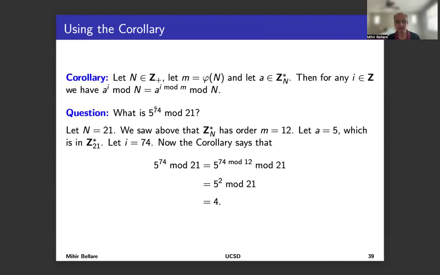So if I want to compute A to the I, this says that I need to take the exponent I modulo the group order. So we would now have to know that the group is Zn star and ask what its order is. Luckily, we know we computed its order as 12 in prior slides. So our computation says 5 to the 74 mod 21 means first take the exponent, 74, modulo the group order. 72 is a multiple of 12, so 74 mod 12 is just 2. So I end up with 5 squared mod 21, or 25 mod 21, which is 4.